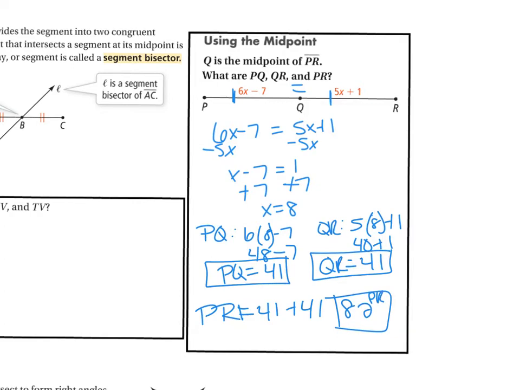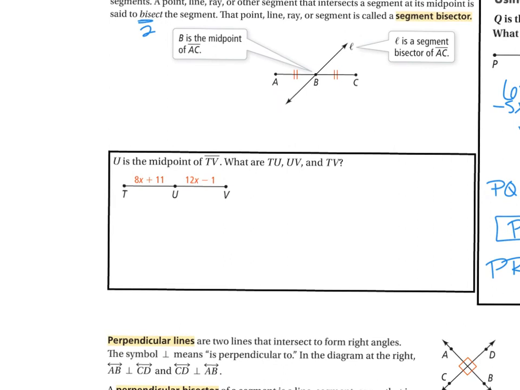Okay, now let's move on to another example. If you want to pause the video and try it on your own, please do. Otherwise, I'm going to work it out. So U is the midpoint of TV. What are TU, UV, and TV? So it's the same thing. If it's the midpoint, then those are halfway across. So those have got to be congruent. So let's do 8x plus 11 equals 12x minus 1. I'm going to subtract 8x.